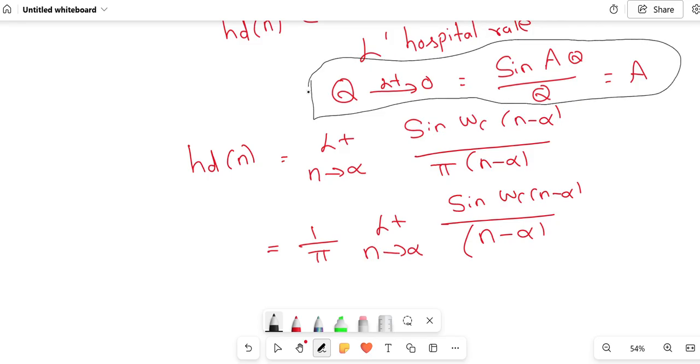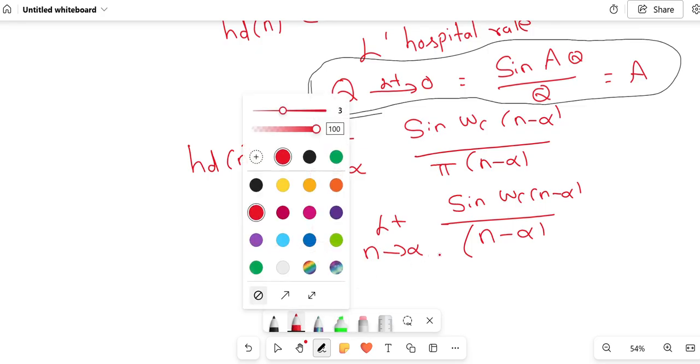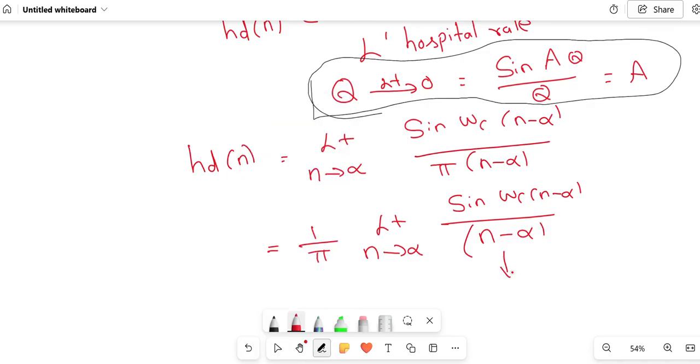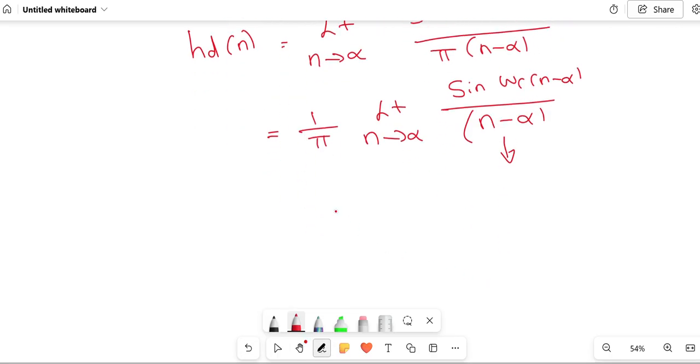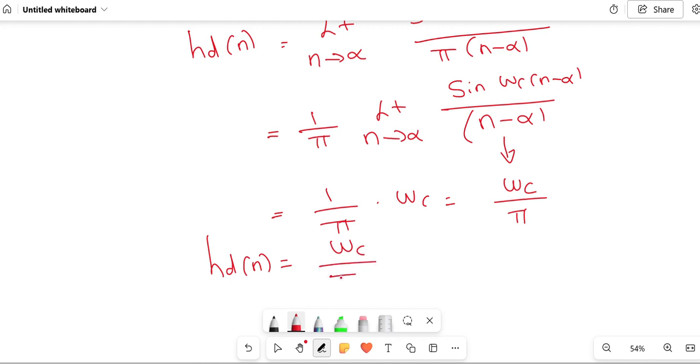This is L'Hospital's rule. So, you apply this L'Hospital's rule here. You will get 1 by pi, this will be omega c, it is equal to omega c by pi. So, HD of n equals omega c by pi for n equal to alpha. Okay, this also remember.